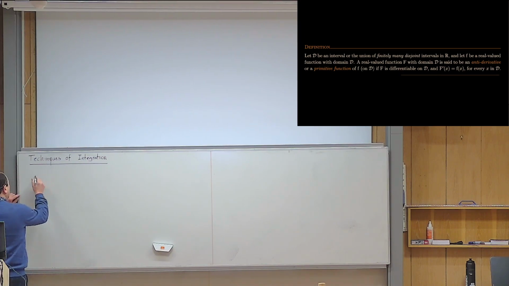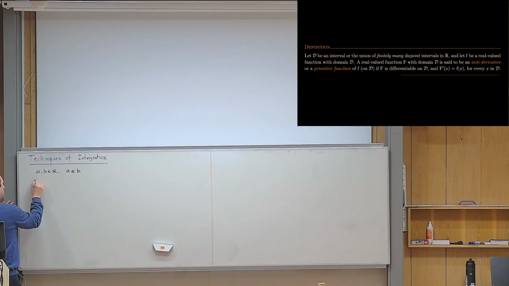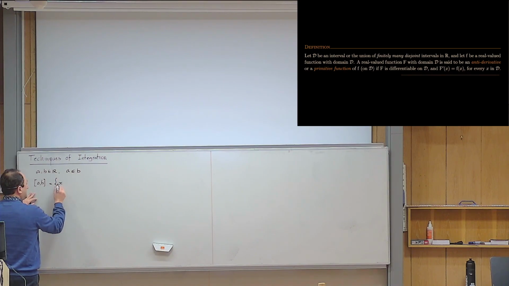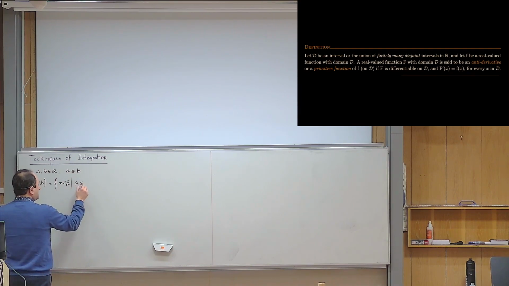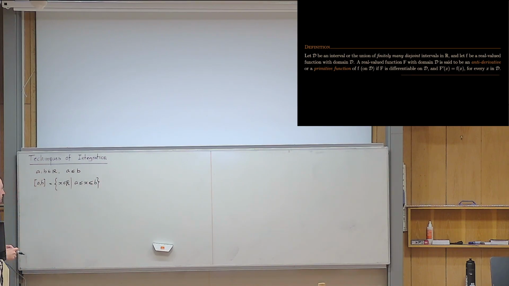You know that if a and b are real numbers such that a is less than or equal to b, you can talk about the closed interval a and b. We put square brackets around them. What do I mean by this? This is a shorthand way of writing this longer definition of a set. This is the curly bracket, meaning the set consisting of all numbers x belonging to the set of real numbers such that a is less than or equal to x less than or equal to b. That's called a closed interval.